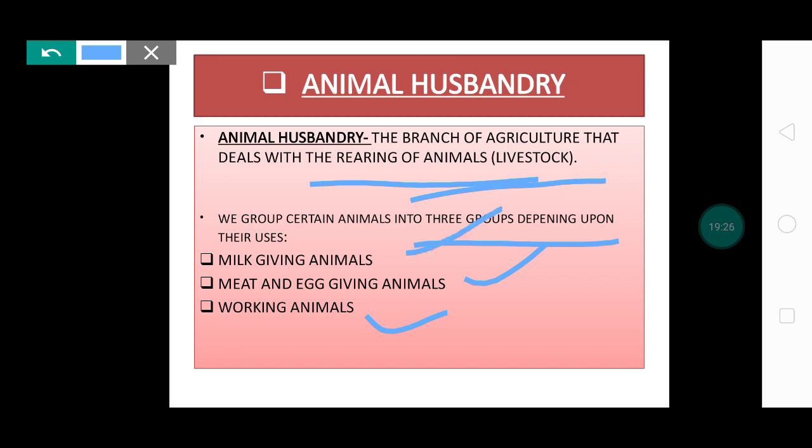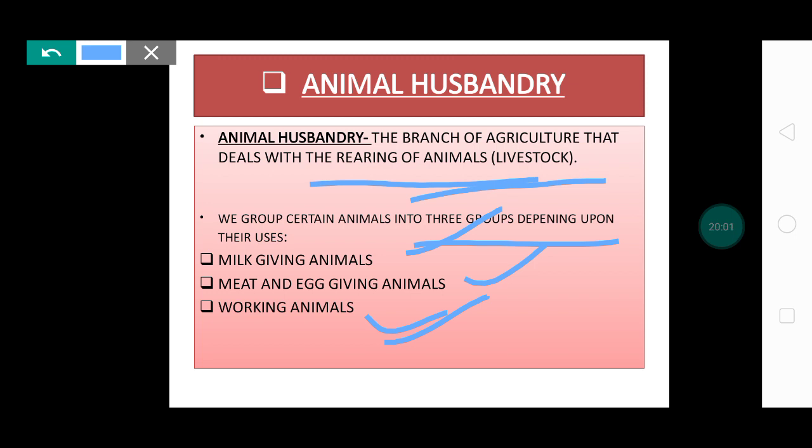Animals give milk, meat, eggs, honey, wool, silk. Then some animals like bullocks, horses, donkeys are used in agricultural work. They are the working animals, and they also carry burdens. Animals reared at home or on a farm should be provided with sufficient food, proper shelter and care. So this is what happens during animal husbandry.